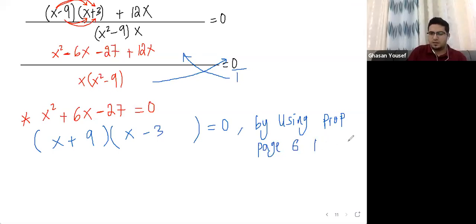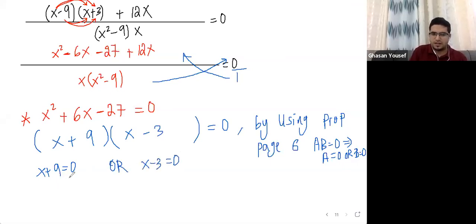That said AB equals 0. This implies A equals 0 or B equals 0. So now x plus 9 equals 0 or x minus 3 equals 0. Now I subtract 9 from both sides, I get x equals minus 9, or I add 3 to both sides, I get x equals 3.